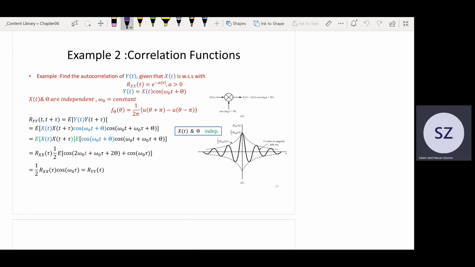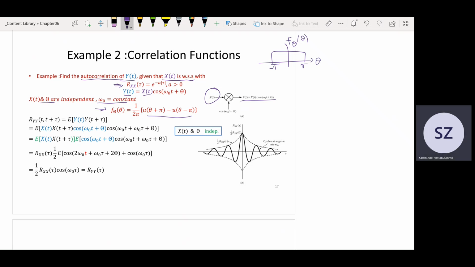So another example is about the autocorrelation function. Find the autocorrelation function of y of t, given that x of t is wide-sense stationary. We have x of t multiplied by cosine omega 0 t plus theta, and I get y of t. The autocorrelation function of x of t is given by e to the minus a times the absolute value of tau. And y of t equals x of t multiplied by cosine omega 0 t plus theta, where omega 0 is constant and theta is a random variable uniform between minus pi and pi.